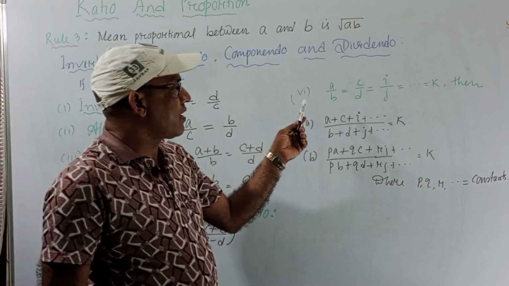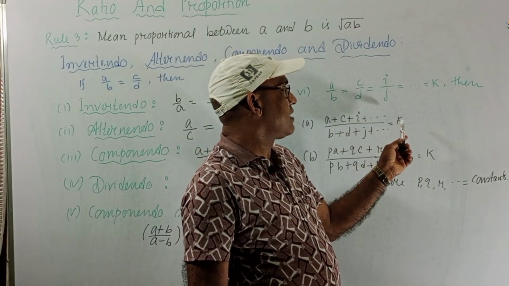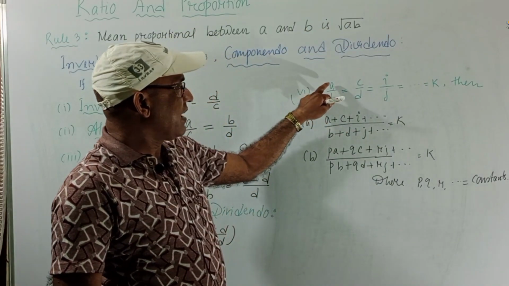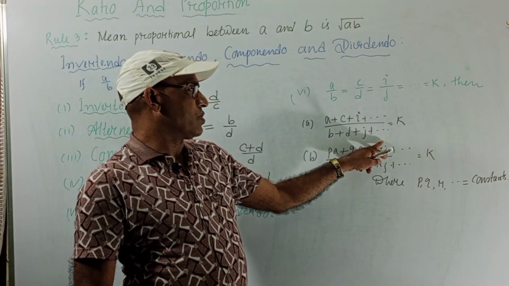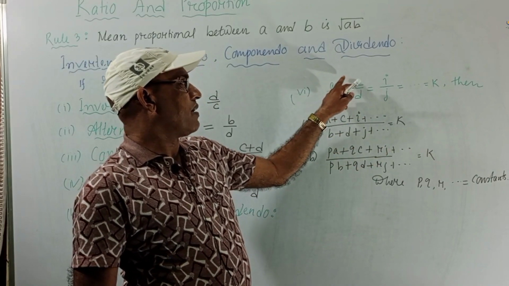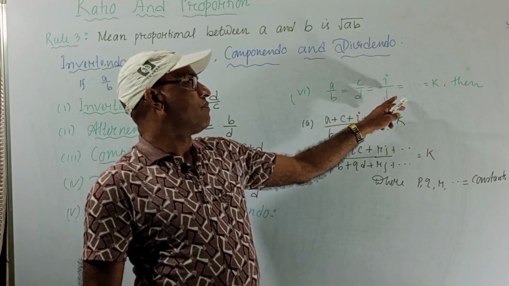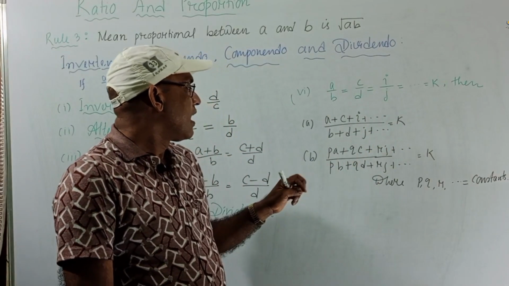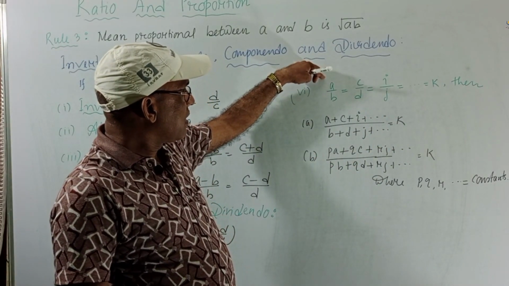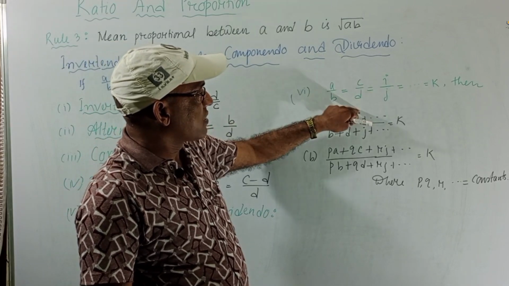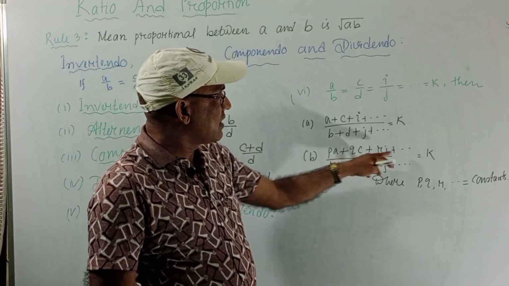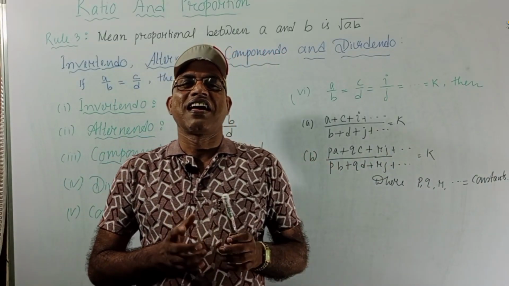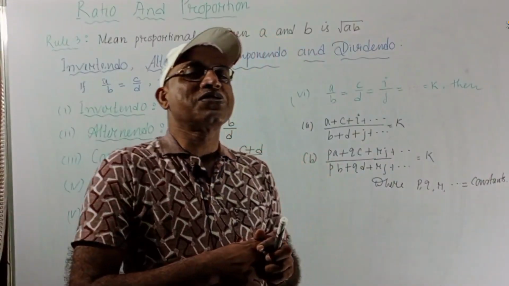Again number 6, if we have a by b, c by d, i by j equal to dot k, then if we add numerators, then we should add denominators also. This one, a plus c plus i, b plus d plus j, because they are in proportion. If we add in the numerator, then we also add in the denominator. And if we multiply this one by p, this one also by p, this one q, this one q, this is r, this is r, and adding this and the denominator also, the same method applies. So these are the rules about ratio and proportion.